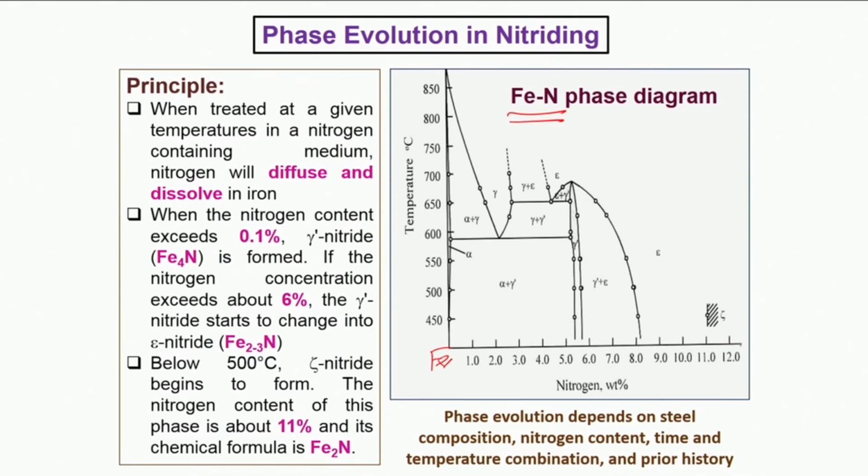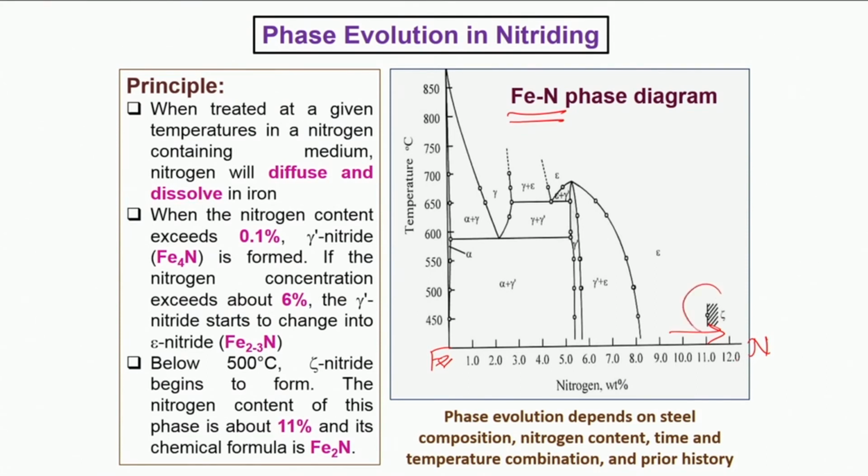But on the other side, what we have is nitrogen. In fact, this diagram is not complete. It's sort of incomplete because the phases that may form beyond about 11 to 12% of nitrogen are not easy to determine. So essentially the phase diagram beyond 11 or 12% is never shown.